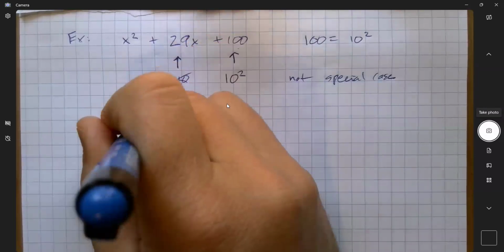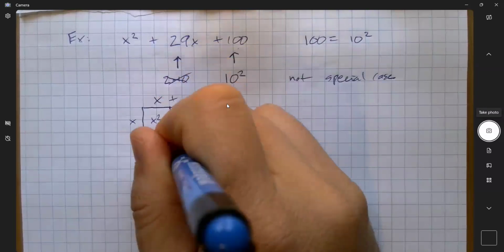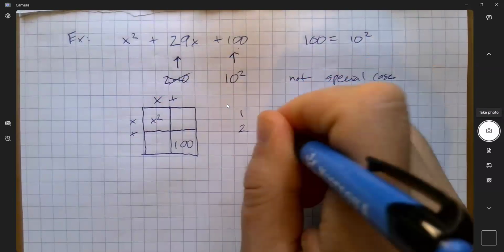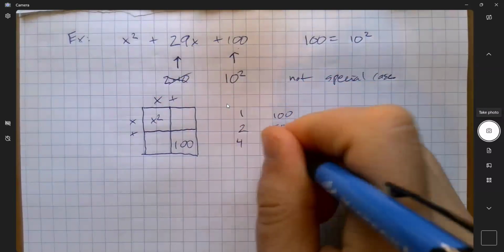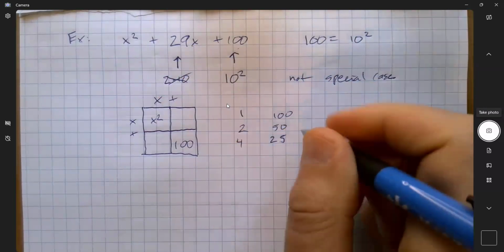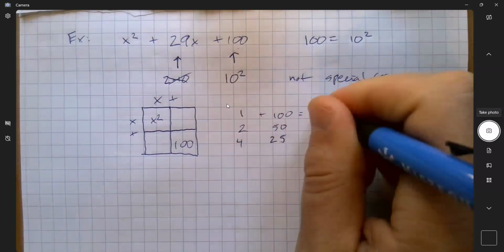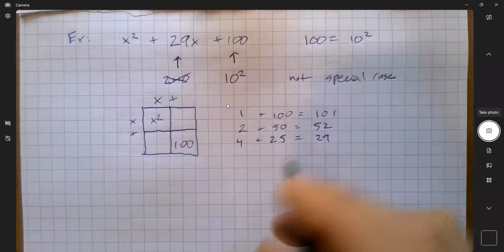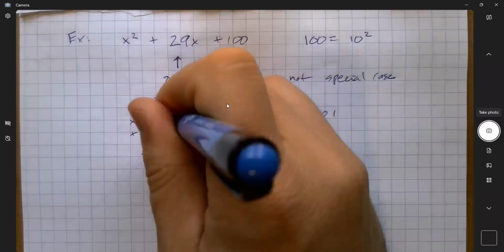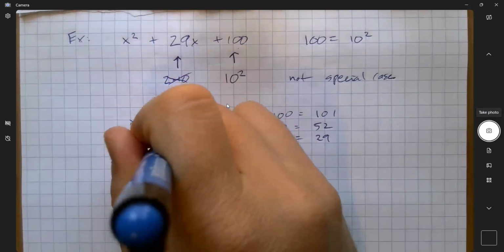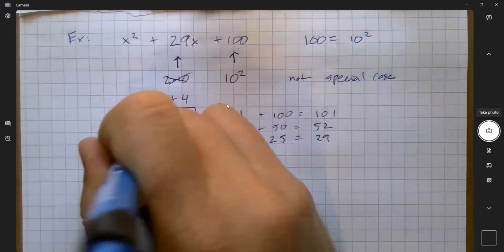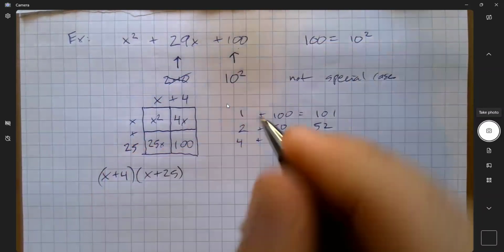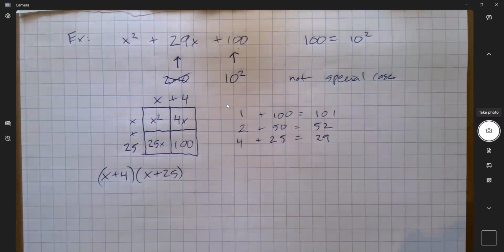I just do x plus and x plus. So I should have an x squared and 100, which means I need two numbers that multiply to be 100 and add to 29, etc. Maybe I check as I go, because with 100, there's a lot of possibilities. Aha. 4 and 25 add to 29. So I just have 4x and 25x, x plus 4, x plus 25. Still could factor it, I just didn't use the special case.